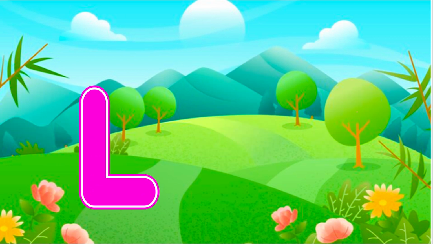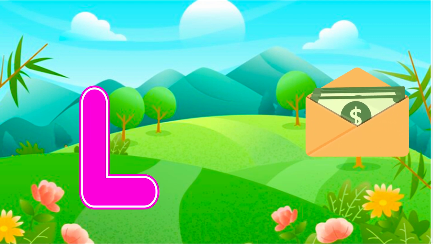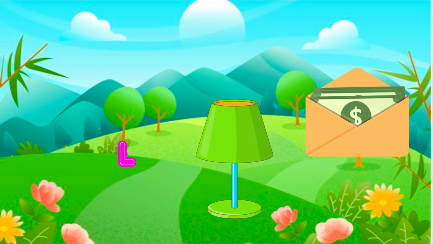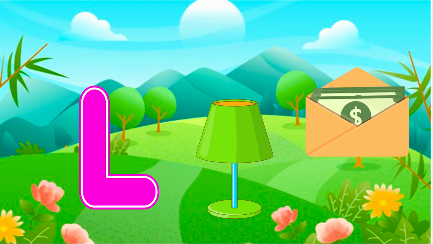L is for ladder, l, l, ladder. L is for lamp, l, l, lamp. L is for l, l, l, l, ladder. L is for l, l, l, l, lamp.